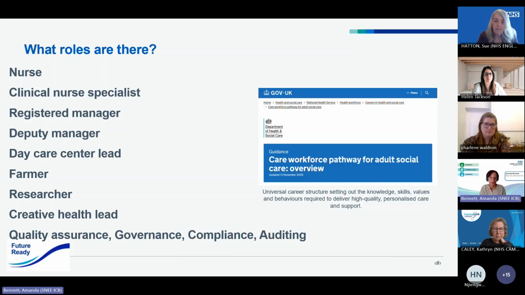I would encourage you, in terms of documents to look at, this Skills for Care helped develop this document, the Care Workforce Pathway for Adult Social Care. And this really gives a structure to the careers within social care, and it looks at what values you need and what skills you need and what roles are out there. So lots more detail in that document there.